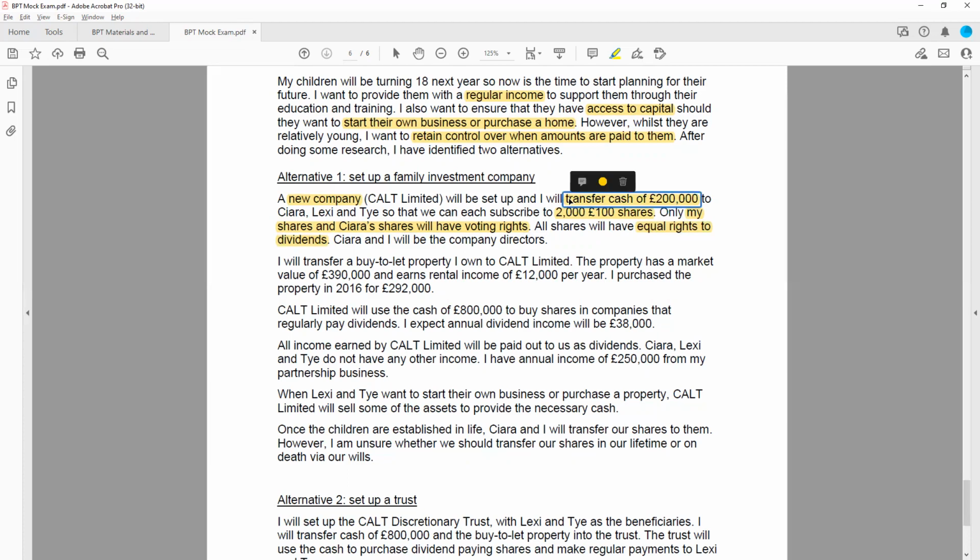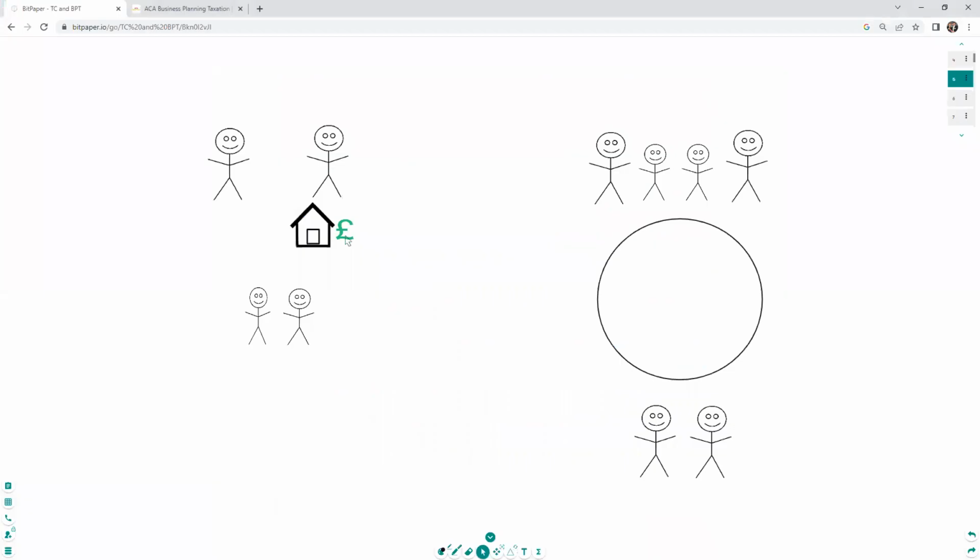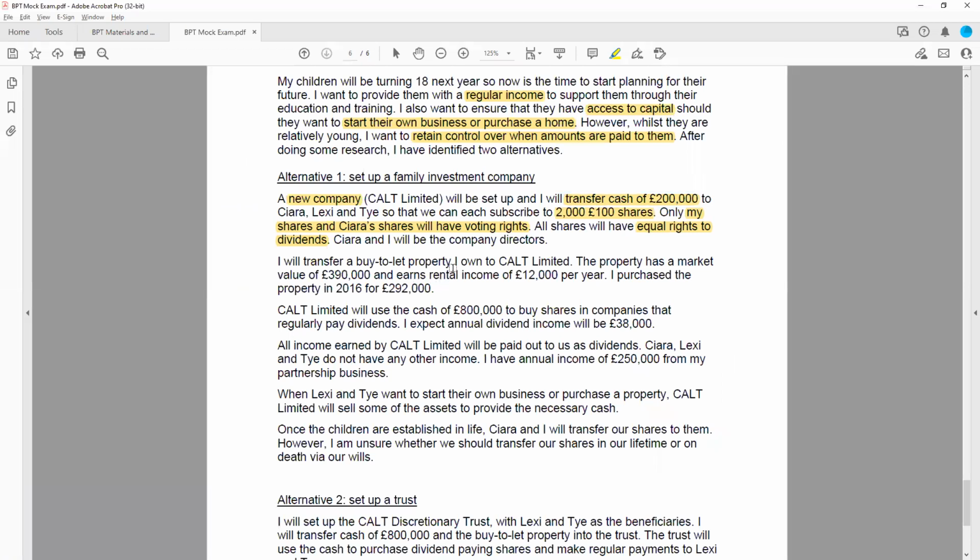So the first issue we've got is Anna's going to be transferring cash to each of her children and to also her wife. So that's something we're going to have to think about there. So that's the first bit. Maybe we'll just have a quick read through to see what else is going to happen.